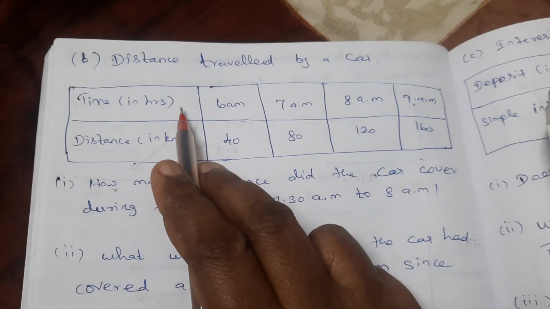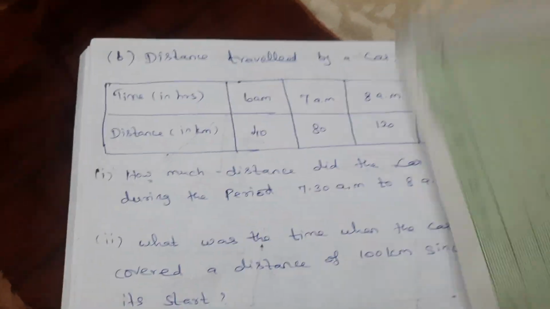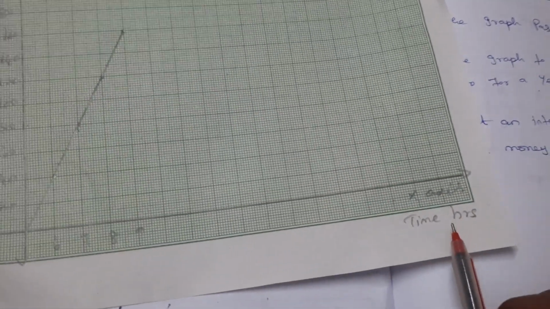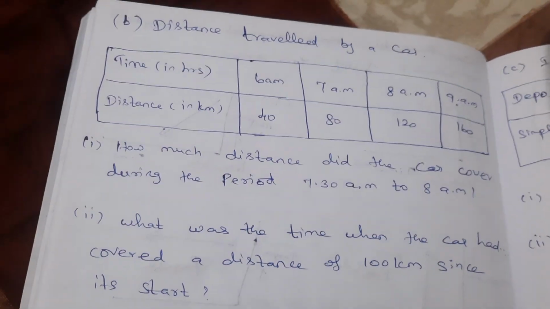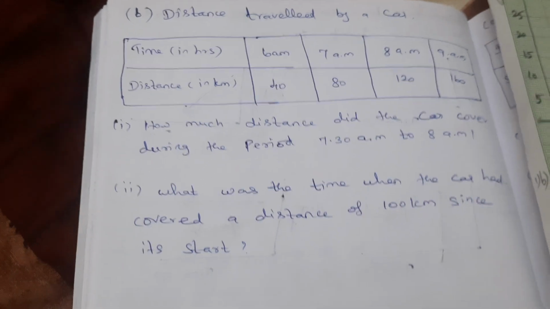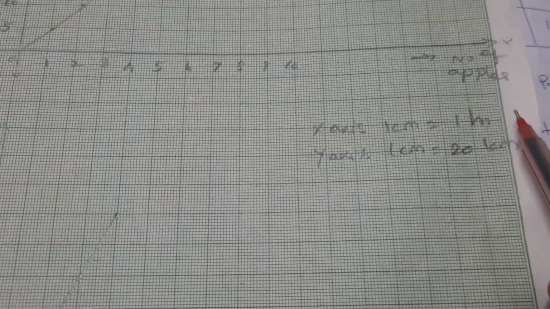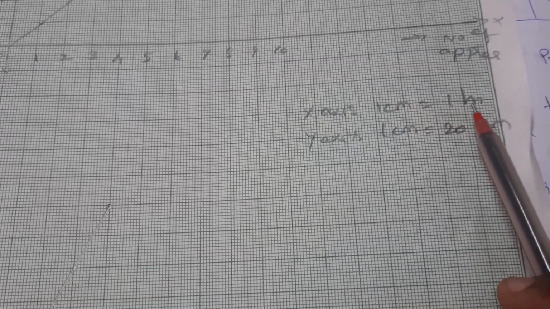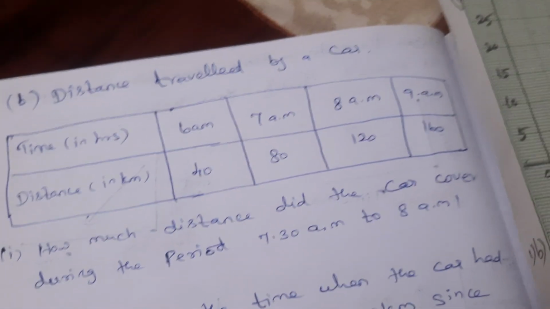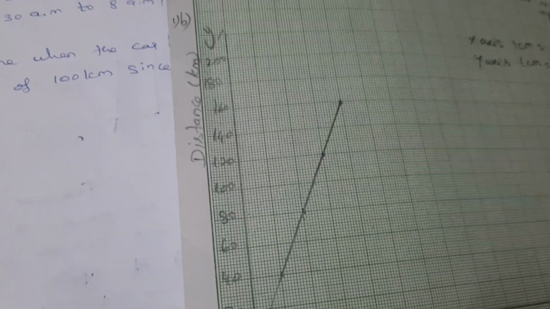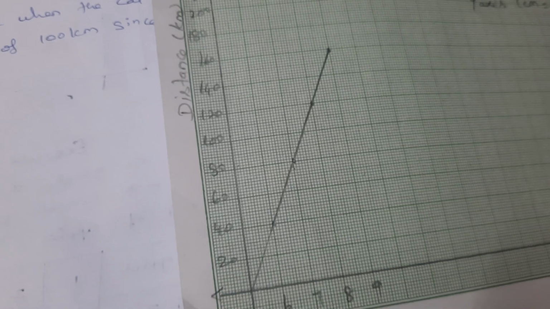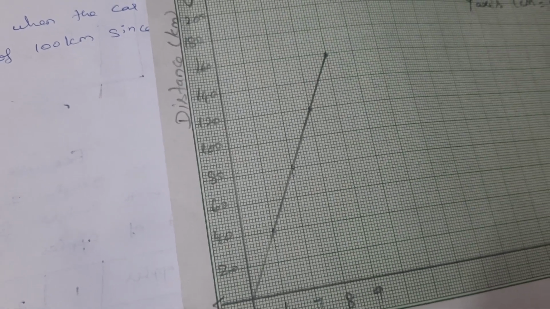So we take on the x-axis time in hours and on the y-axis distance in kilometers. For 6 a.m., 7 a.m., 1 centimeter is equal to 1 hour on the x-axis. On the y-axis, since we go up to 160 kilometers, we take 1 centimeter equal to 20 kilometers. So 20, 40, 60, 80, 100, and so on. Okay, now draw the graph.